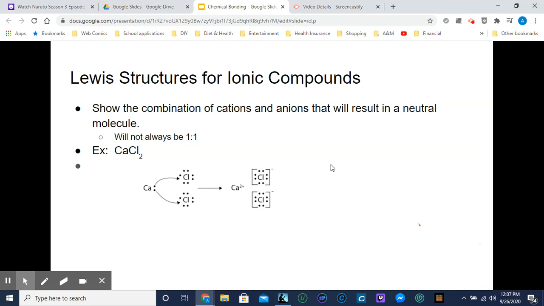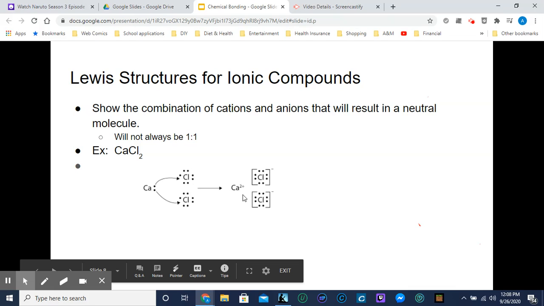So to draw the Lewis structure for ionic compounds, you have to show how each atom is going to gain or lose its electrons so that you end up with a neutral compound. And it's not necessarily going to be one cation donating an electron to one anion in a 1-to-1 ratio. So if we look at calcium chloride, for example, calcium needs to remove 2 electrons, but each chlorine can only accept 1. So it would take 2 chlorine atoms to take both of these electrons away from the calcium.